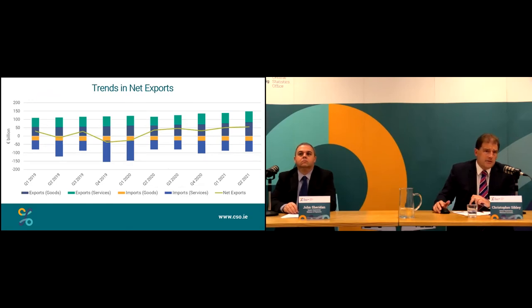The last element on the expenditure side, exports, net exports, as typical, I guess, we see is another strong result for net exports, up 8.2% or 4.2 billion in Q2 over Q1 in constant prices. But John has a lot more details on that. I'll leave that with him.